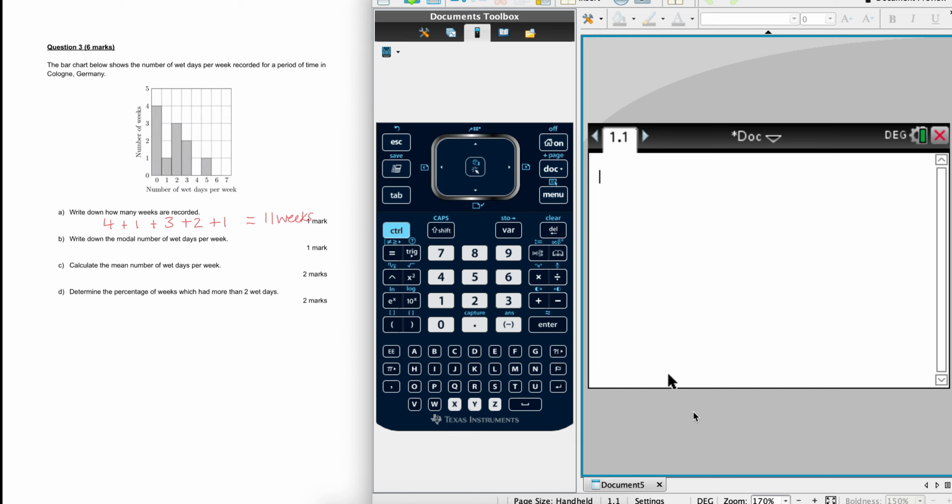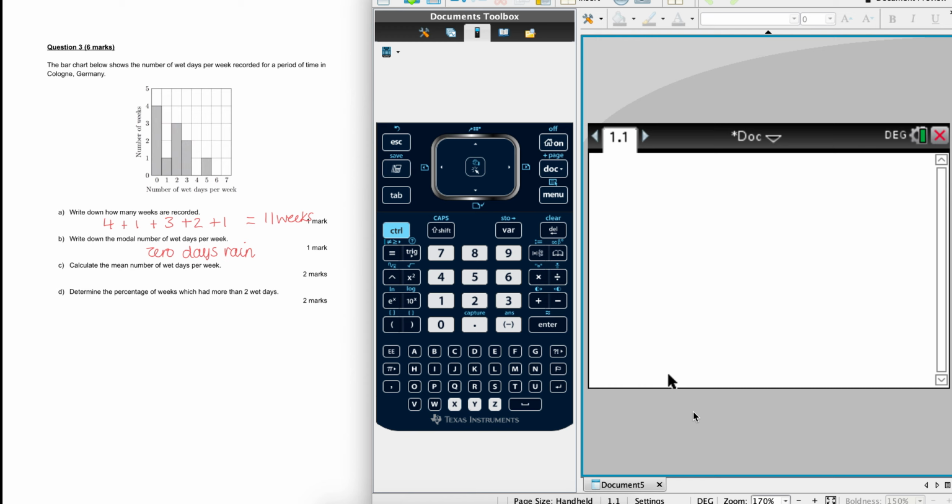And then we need to write down the modal number. So the modal number is similar to the mode. It's asking us the most common, and we can see that the highest bar there is 0. So 0 days of rain is the modal answer. So on most of the weeks, there were no days of rain.